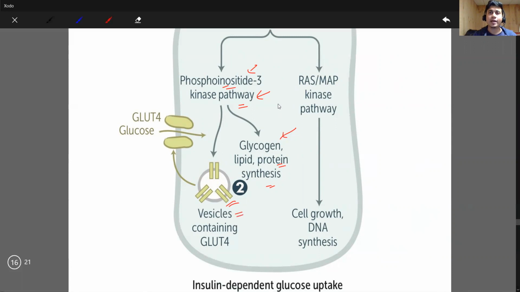vesicle has some channel attached to it. That means it's a vesicle, and surrounding this vesicle, there's some channel. As you can see that these are the channels, and those channels are glucose transporter type 4. And usually this is found in the muscle cell.